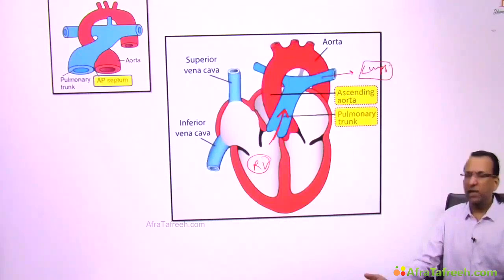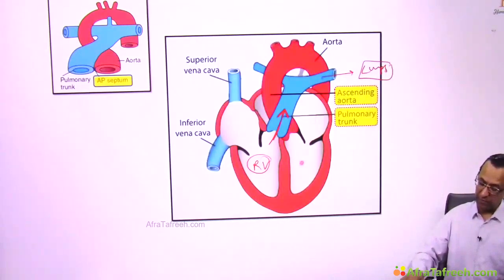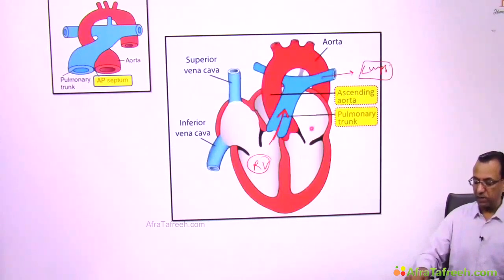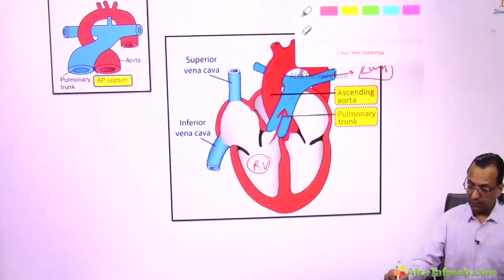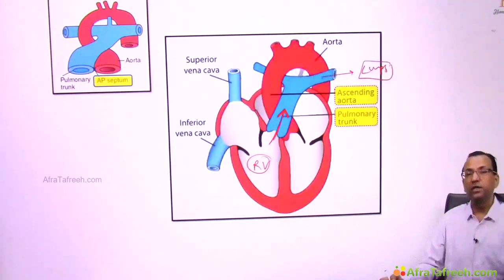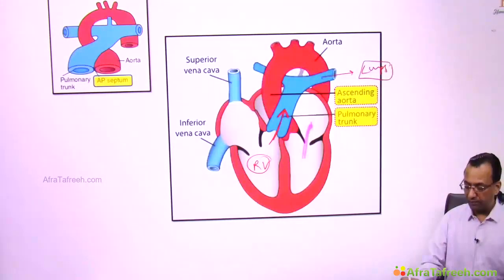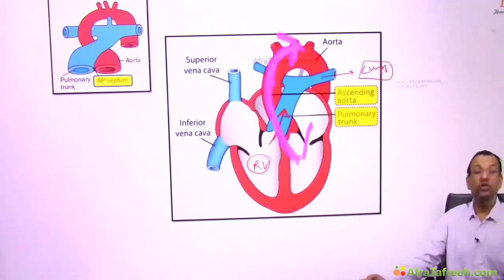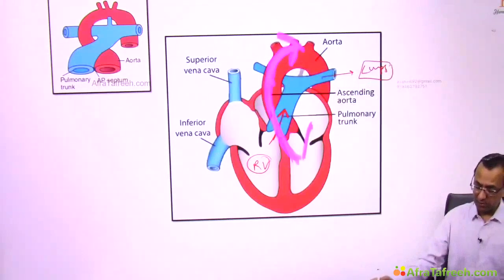Then the lungs will send it back to the left atrium, left ventricle, and that left ventricle will send the blood into the aorta. So you're telling that the lungs would have oxygenated the blood and sent it into the left atrium and left ventricle, and then the blood is going to pass into the ascending aorta. Yes, the ascending aorta. This is normal. Can we draw something normal here? Yeah, you can draw the normal thing.